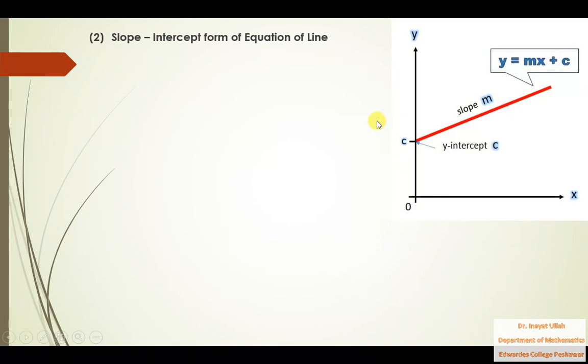Just look at this figure. That is the x-axis and that is the y-axis.